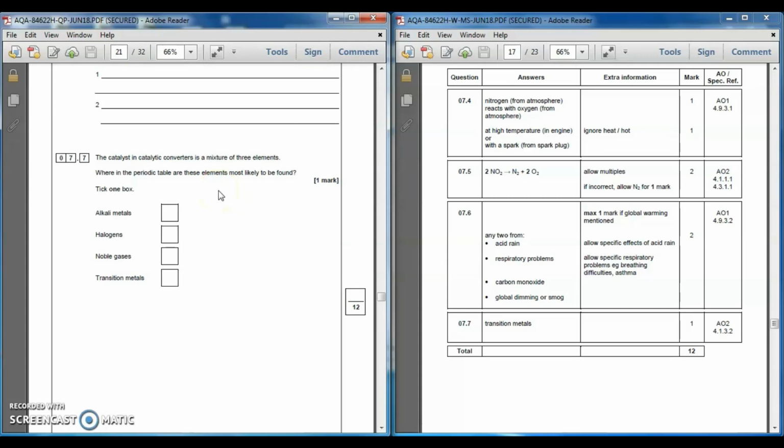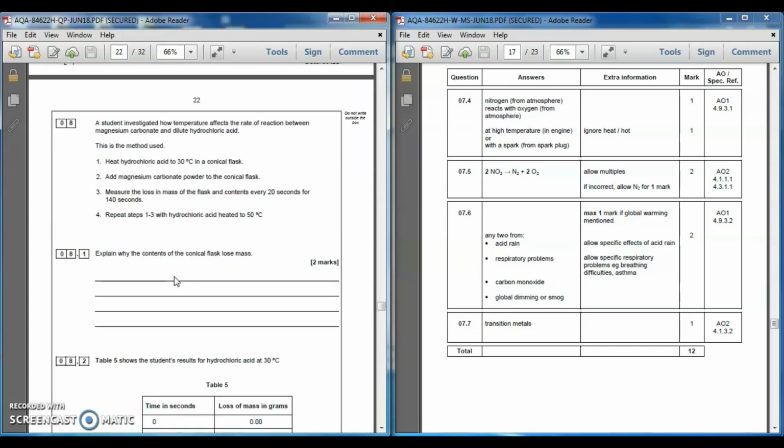This one links back into part of your stuff from the unit, the paper 1 stuff. So, transition metals, one of the things you need to know about those, they are what make good catalysts. It's catalyst, we're thinking transition metals. There we go, that's the tick box answer. Question 8.